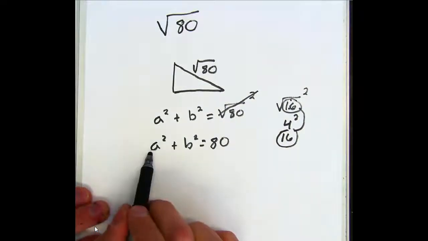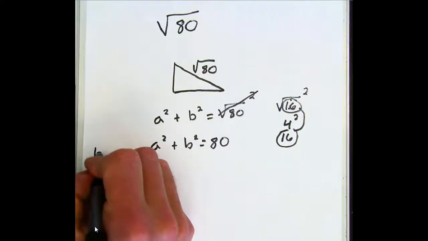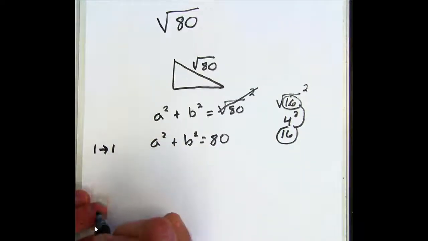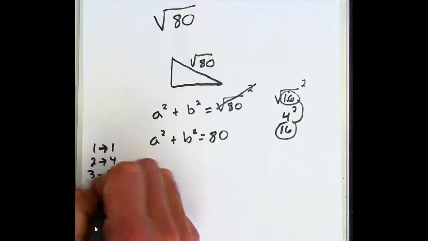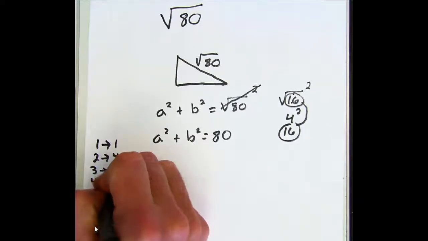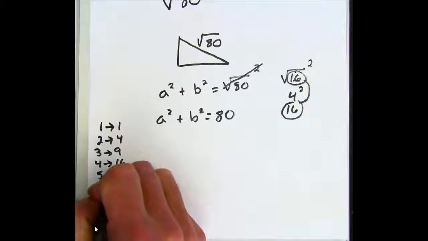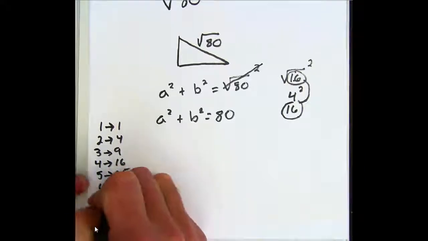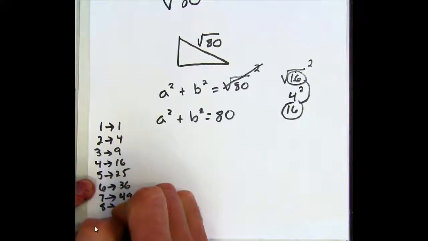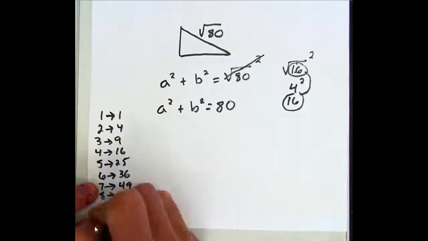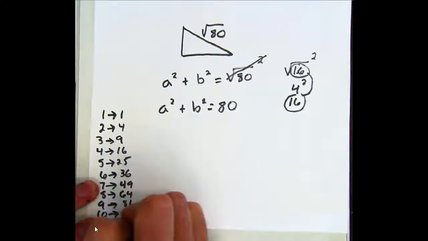You need perfect squares that add up to 80. So I'm going to put 1. If I squared it, it would equal 1. 2, if I square it, equals 4. 3 would be 9. 4 would be 16. 5 would be 25. 6 would be 36. 7 would be 49. 8 would be 64. 9 would be 81. And 10 would be 100.